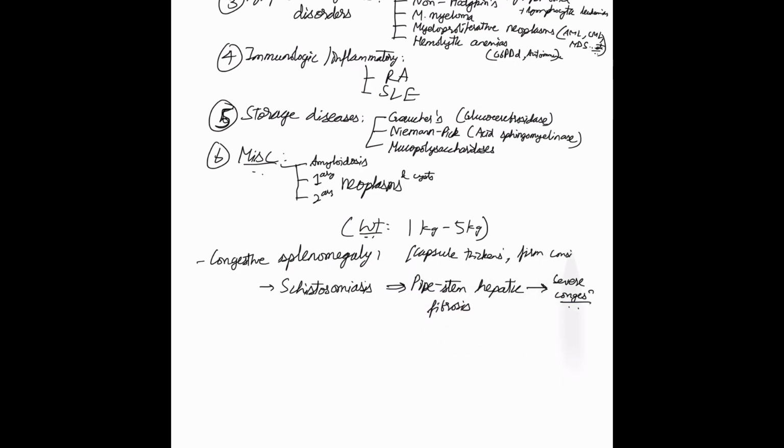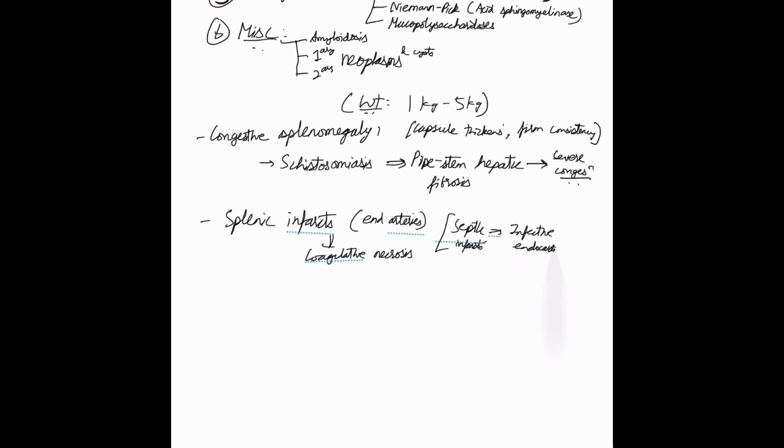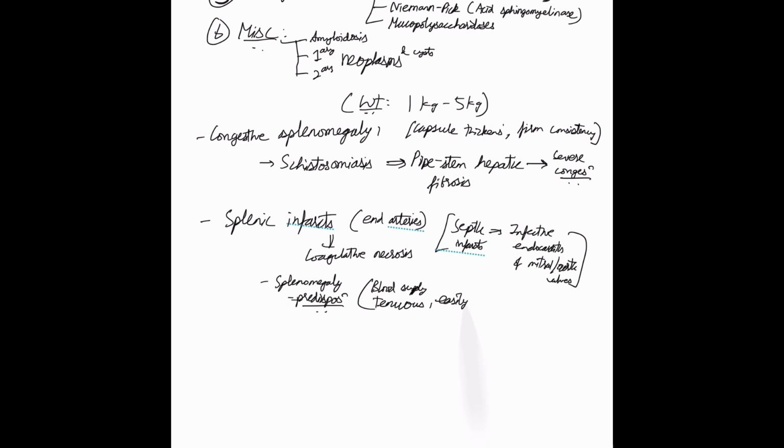An enlarged spleen weighs 1 to 5 kgs. The spleen is very much prone to infarcts as the arteries supplying it are physiologically end arteries and it would enter coagulative necrosis. So if you have septic infarcts, it's indicative of infective endocarditis of mitral or aortic valves. Splenomegaly predisposes to infarction as the blood supply of the spleen is tenuous and can get easily compromised.